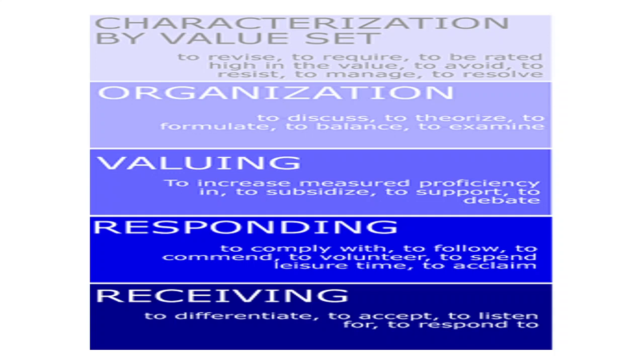Alright? So, now, the last one is the characterization by value set. Okay, when we talk about the characterization by value set, it is the highest affective domain. It is all about internalizing your values or the values that you have discussed. So you internalize your values and let them control or guide your behavior. It is the guidance of the behavior because characterization is the highest of all the affective domain. Okay.